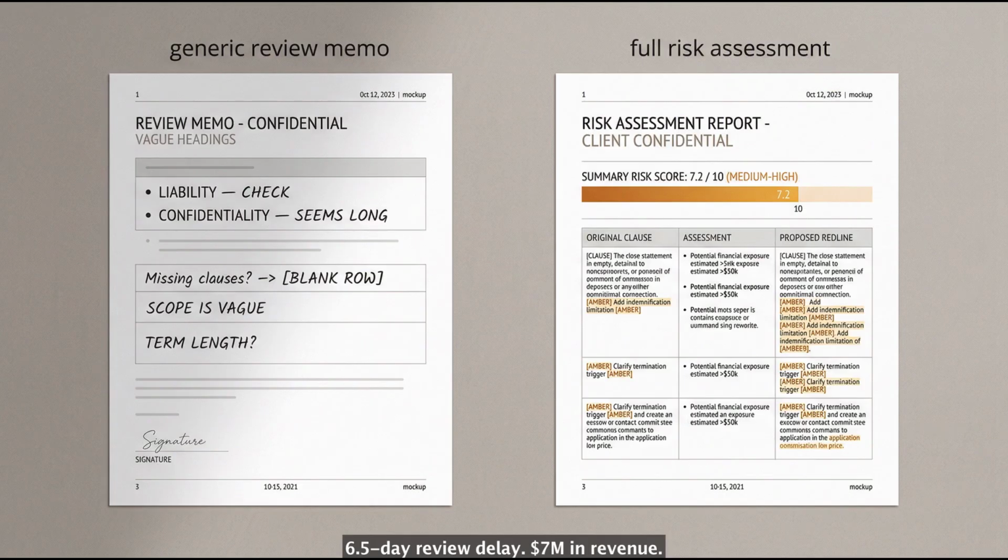On the left, what a fatigued reviewer produces at 4 in the afternoon. On the right, what the same reviewer sends when the analysis was done before they sat down. Procurement teams reviewing supply agreements see the same structure. So do insurance underwriters and asset managers abstracting lease clauses.